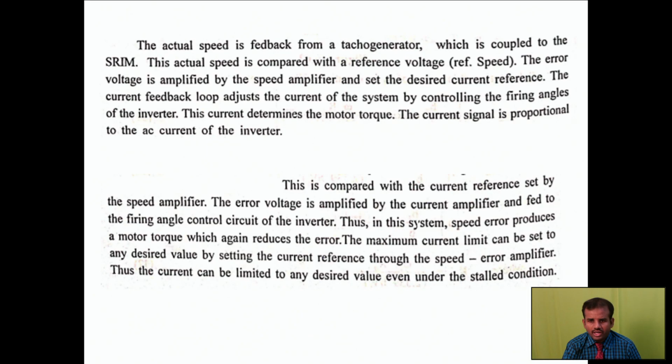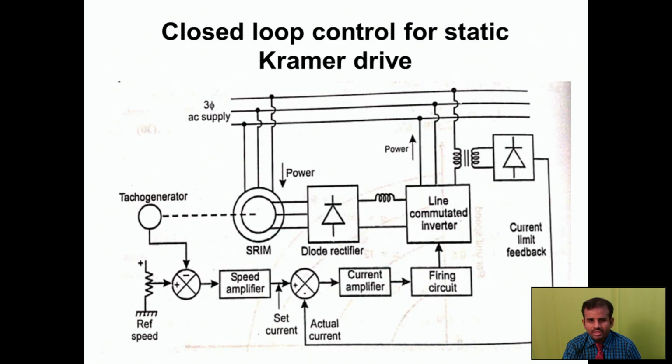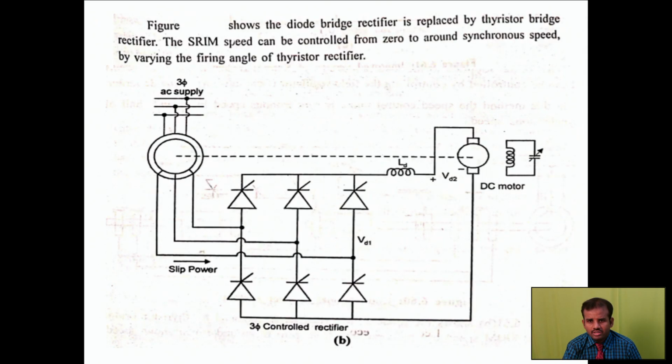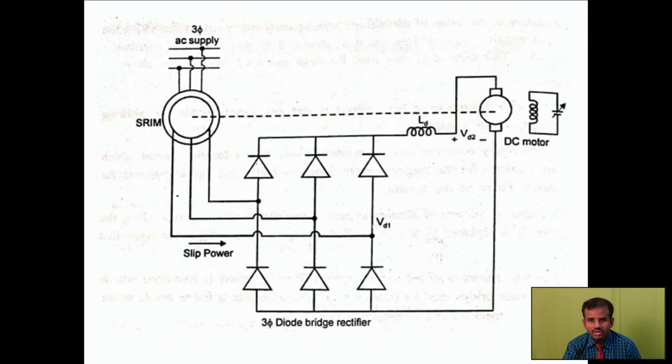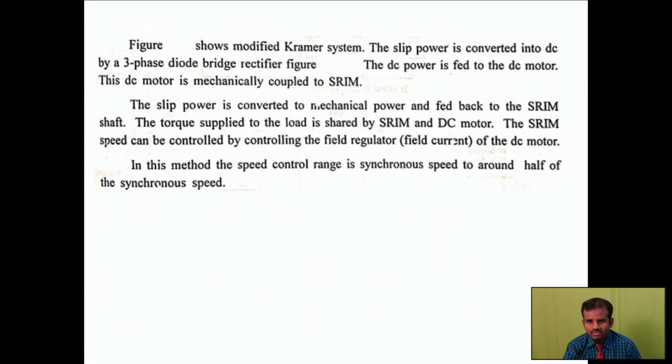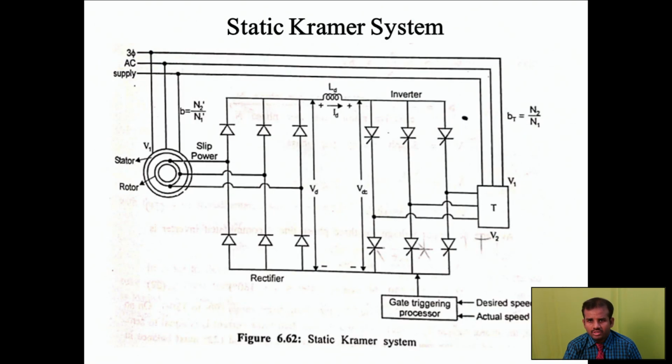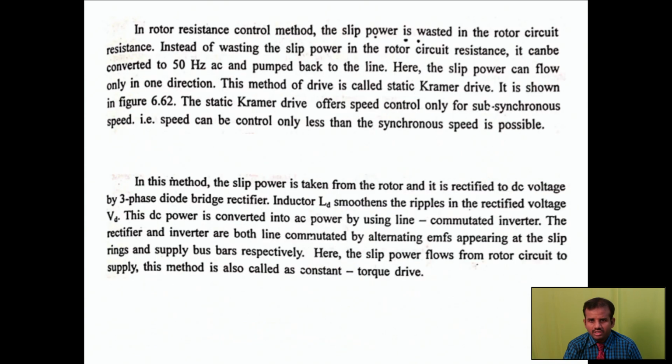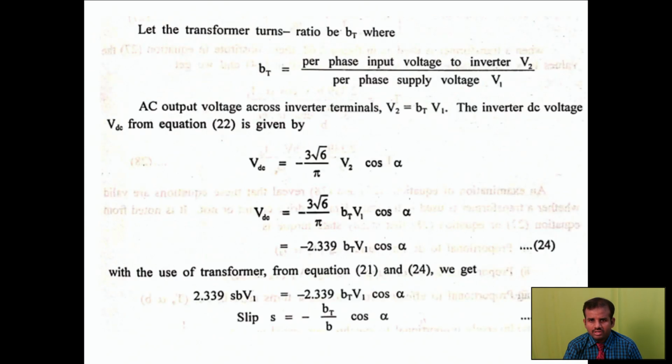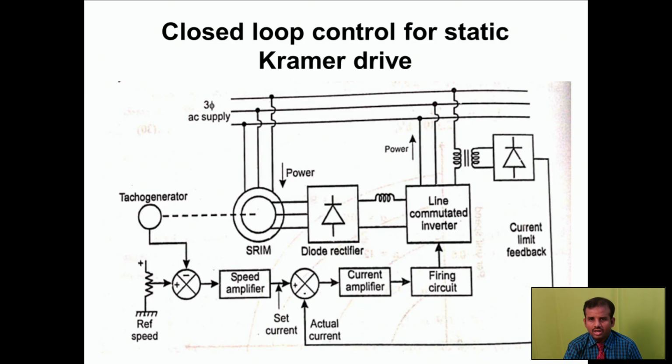So that's all about the Cramer system. The first topic we discussed was the conventional Cramer system, and the second one was the improved or modified version of the conventional Cramer system. After that, we discussed the static Cramer system, and then the closed loop control for the static Cramer drive. So that's all about the Cramer system.